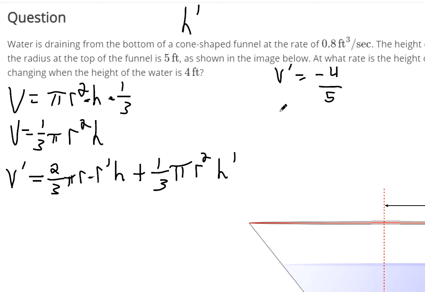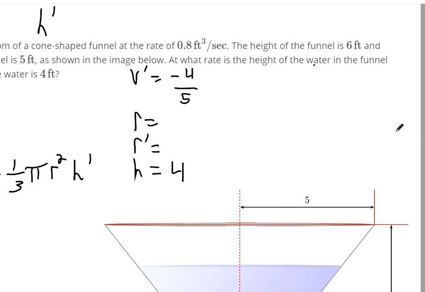So we need to know what the volume is. We need to know what R is. We need to know what everything other than h prime is. They don't tell us what the radius is at 4 feet, but I'll show you how we can find that. We also need to know what R prime is, which we don't know. They don't tell us how fast the radius is changing. And we need to know what h is, and this one they do tell us. The height is 4 feet when we're looking to solve. Once we have all those, we can plug them into this volume equation.